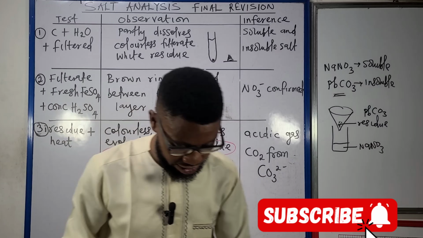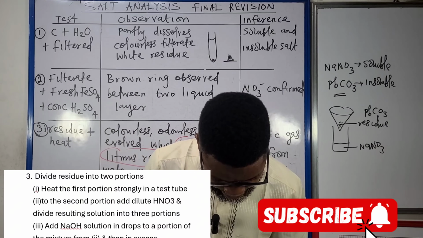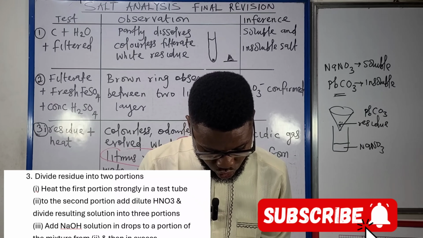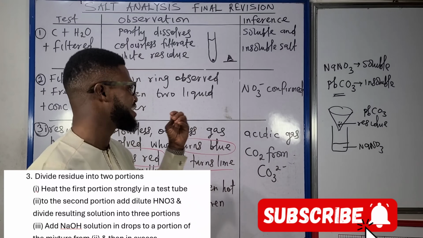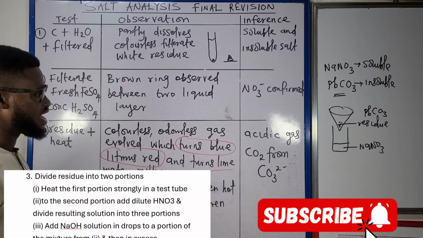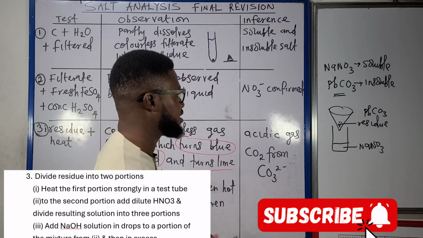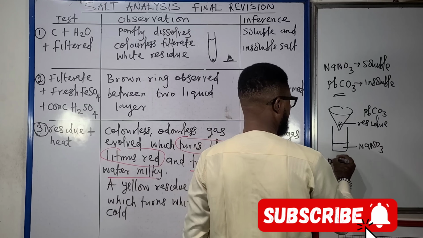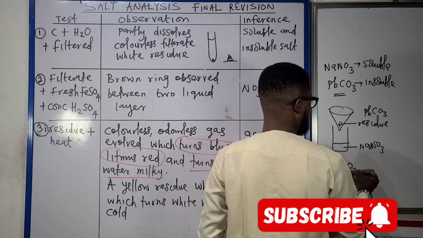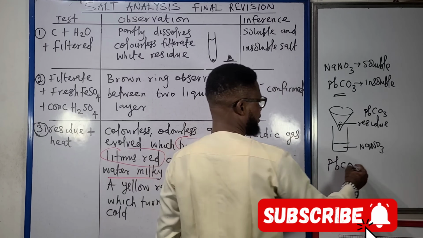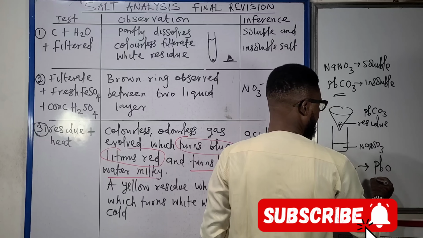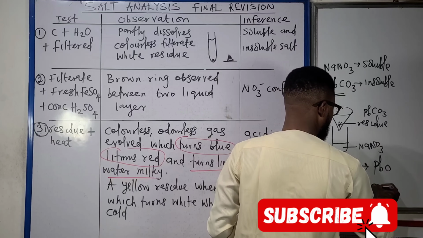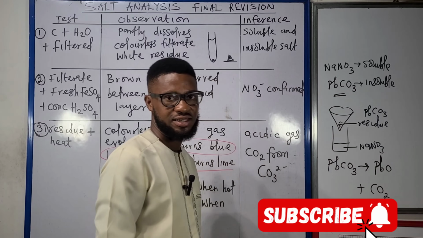Look at the question again. Here we were told that we should divide the residue into 2 portions. To the first portion, we should heat strongly. That is because they expect that a gas here is going to be involved. Look at the reaction, PbCO3. That's what we have. So what we're going to have here is going to be lead oxide plus carbon dioxide gas.